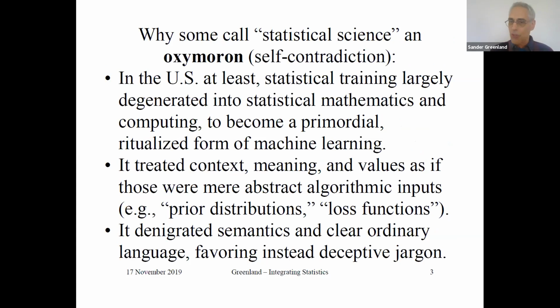I've heard for 30 years now some people call statistical science an oxymoron. In the US, statistical training degenerated heavily into statistical mathematics, at least at the highest level, and computing, so that it was reduced to a ritualized form of machine learning. It treated context, meaning, and values as if those were mere abstract algorithmic inputs. We just saw that in the previous lecture with the use of prior distributions.